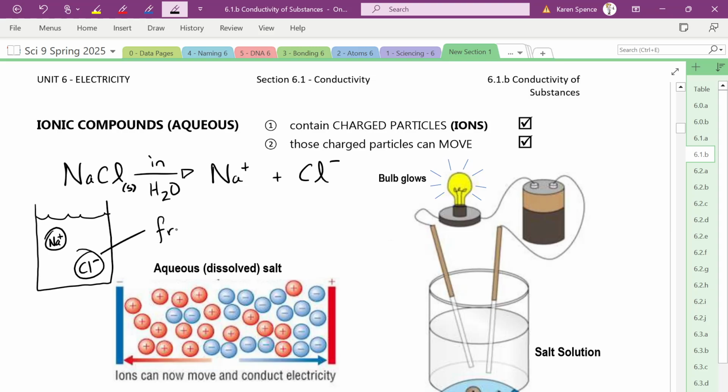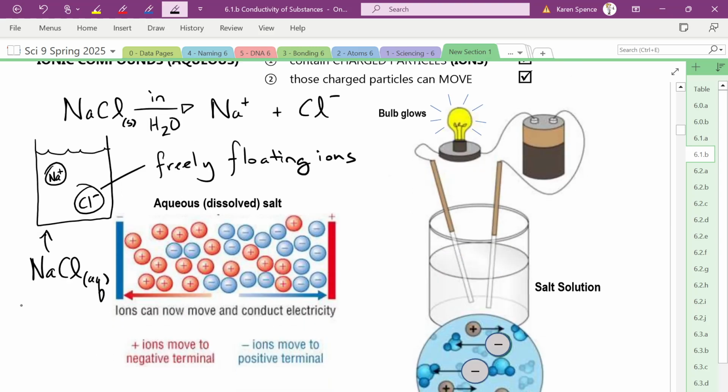you end up with freely floating ions. Do you guys remember what it's called when something is dissolved in water? Aqueous. So we would say this is NaCl(aq), which stands for aqueous, which means dissolved in water.